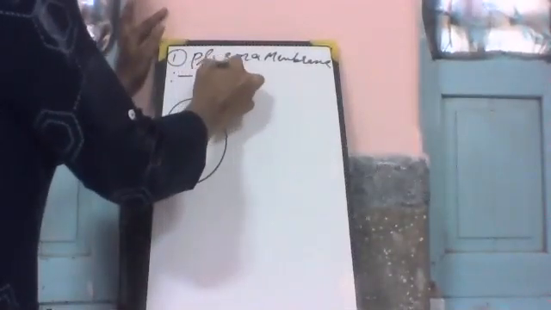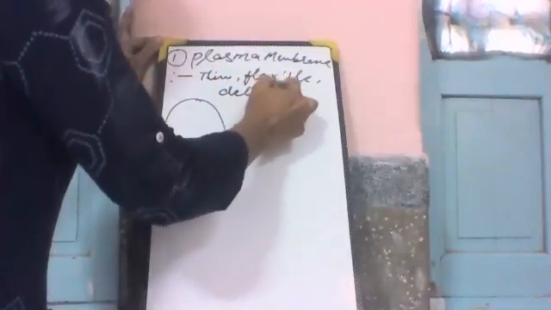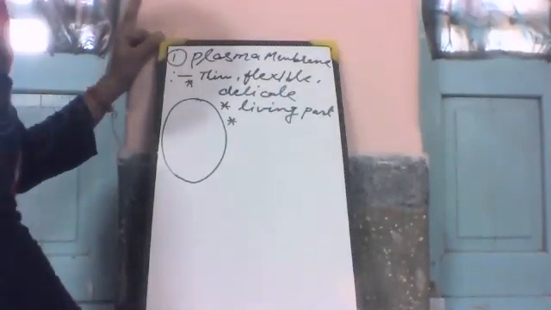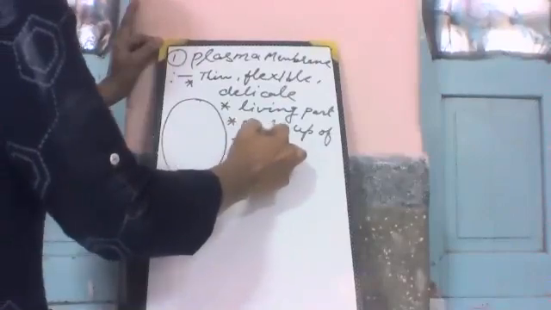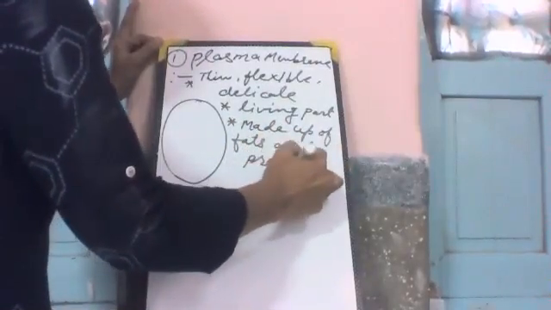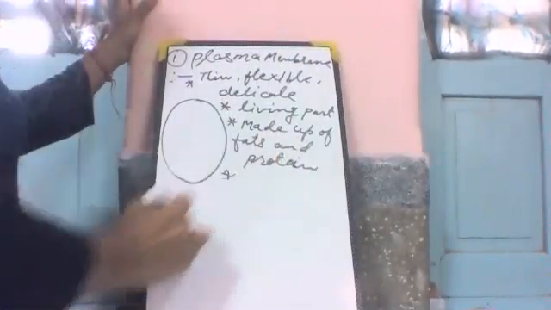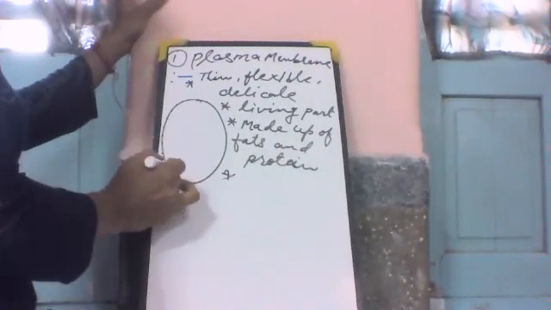What are the characteristics of this membrane? The membrane is thin, flexible, and delicate. Then it is a living part of the cell. Then it is selectively permeable, made up of fats and lipid proteins. This is made up of fat and protein. Then it contains pores. This cell is having fine pores.